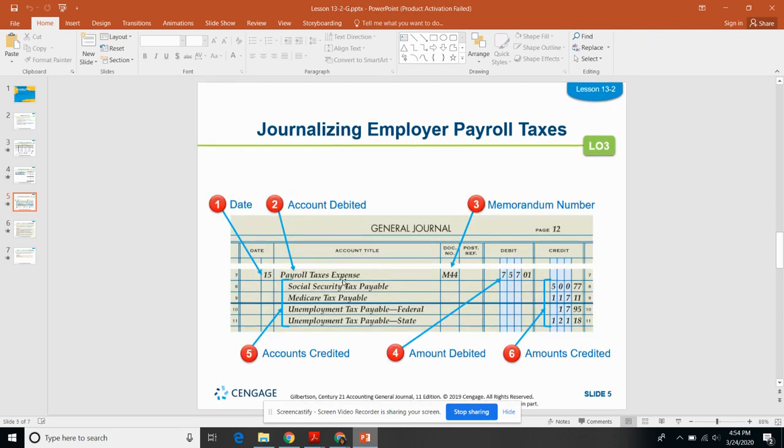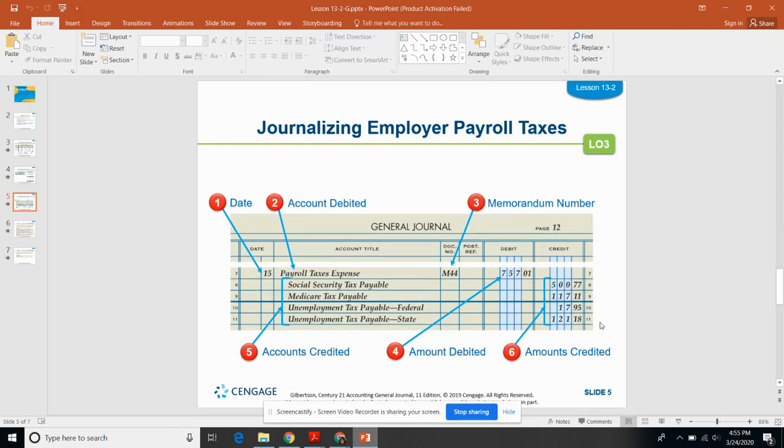So we're going to have one debit and then several credits to equal out in the general journal. So this is what it will look like. Put the date, payroll tax expense, the memorandum number, and the amount given, and then each of the taxes. Always start with Social Security, then Medicare. Unemployment tax federal is first, then unemployment tax state. And we'll figure out how to calculate those as well.